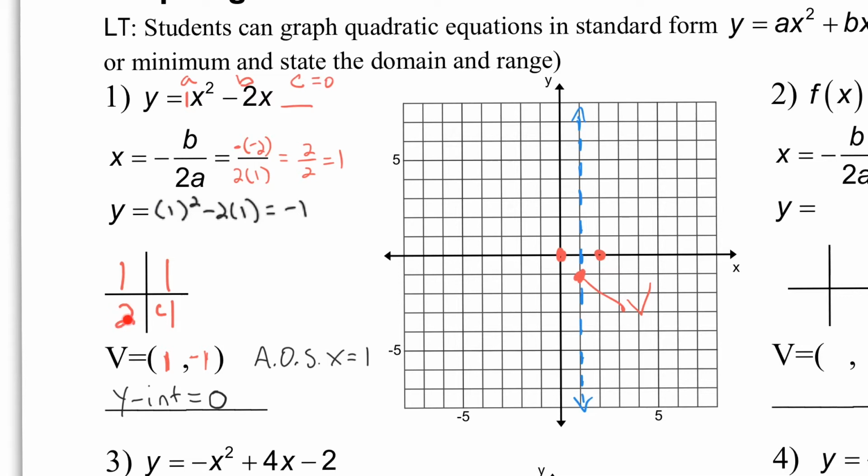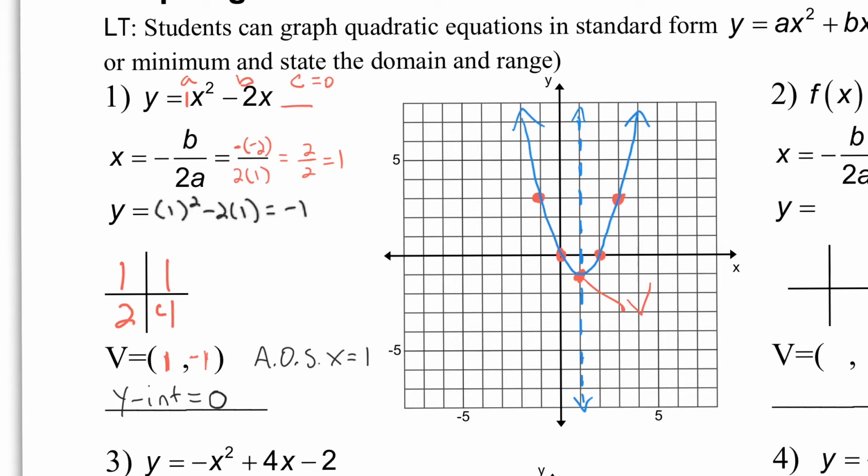Now I need to find another point. So my pattern tells me I need to go from the vertex 2 to the right, 4 up. So from here, 1, 2, 1, 2, 3, 4 up. Right there. Now I do not have another point reflected on this left side of the axis of symmetry. So let's just go ahead and reflect it. This point is 2 units away. So I'm going to go 1, 2 units away this way, and I make a point. I connect the dots, and I have my parabola. That is my quadratic function right here. So this is how you graph the parabola.